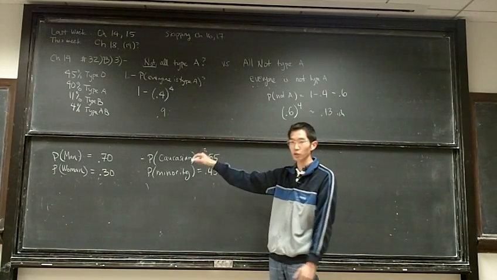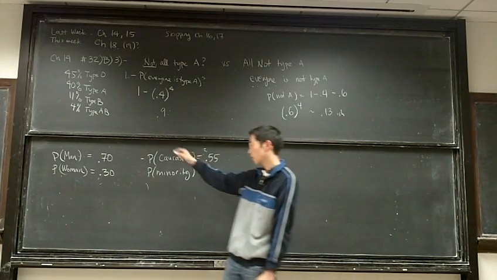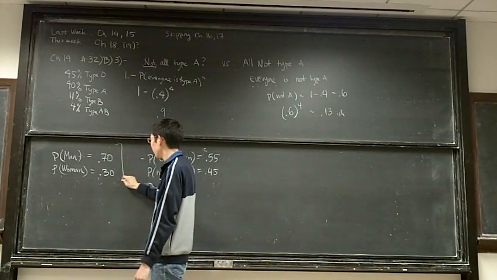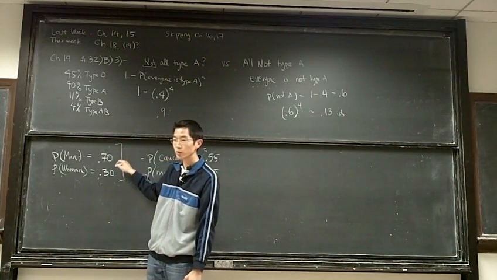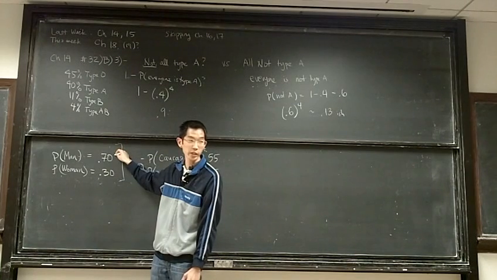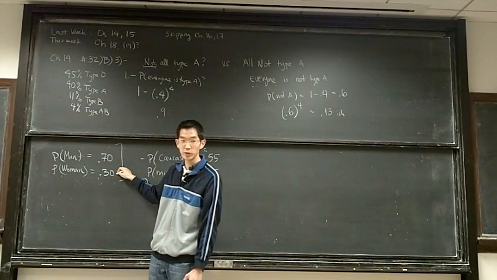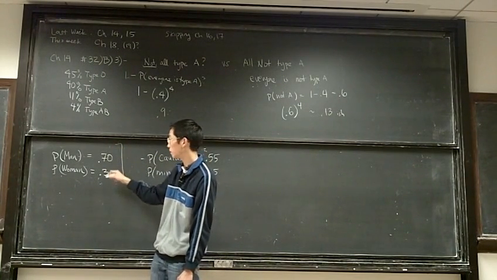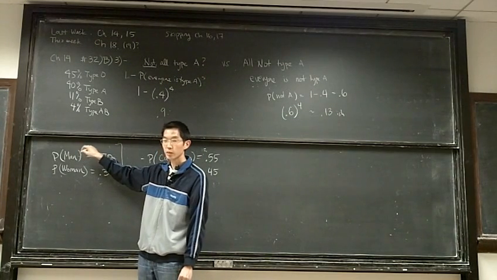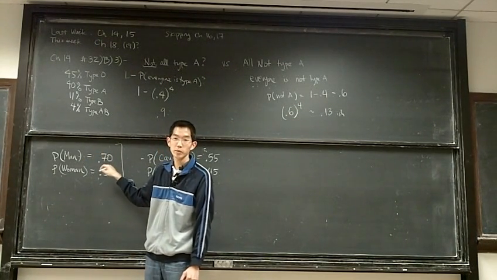Anyway, these are all disjoint. The probability of being a man or a woman, the event that someone is a man or the event that someone is a woman, these are disjoint. If somebody is a man, that person cannot at the same time be a woman.